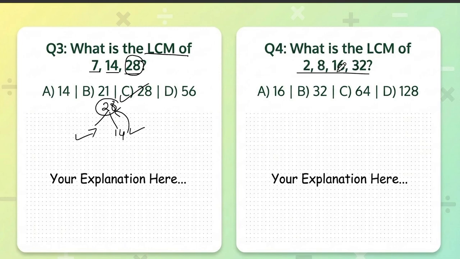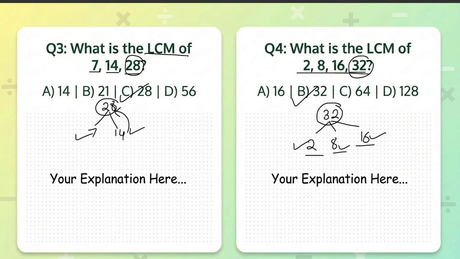Next, 2, 8, 16 and 32. The larger number here is 32. Now check the other numbers. Does 2 divide 32? Yes. 8 divides 32? Yes. Then 16 divides 32? Yes. So all the remaining smaller numbers divide the bigger number 32. So our answer for this question is 32.